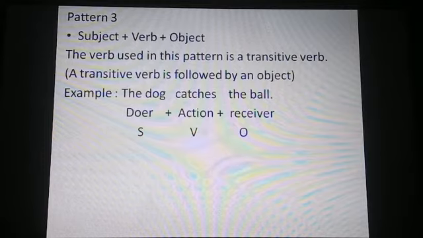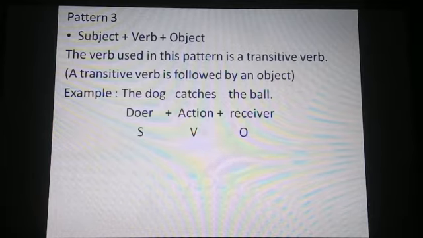Now you can very easily make out if a verb is a transitive verb or not. It's very easy, and there are two ways of doing it. The first way is, you ask a question with what. The dog catches what? And the answer that you get is the ball. The dog catches what? The ball. It is the answer. That means the verb is a transitive verb. If you get an answer to the question what that you are asking after the verb, that means the verb is a transitive verb.